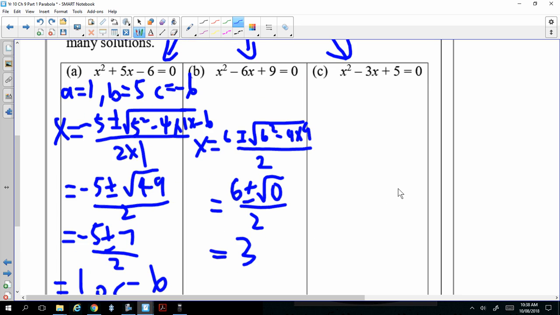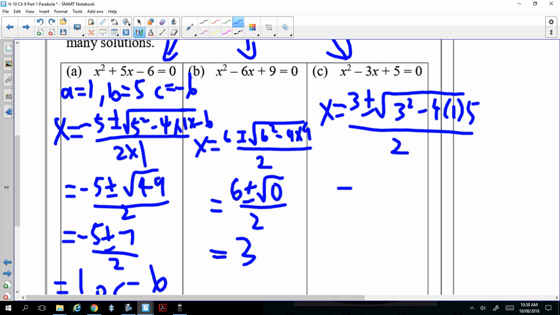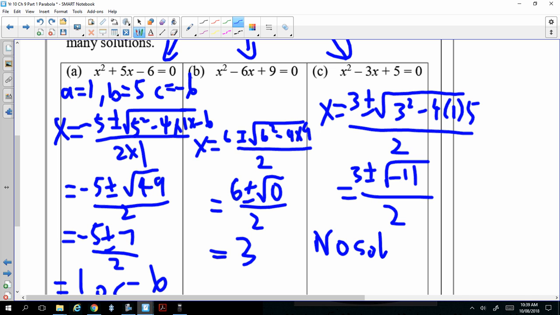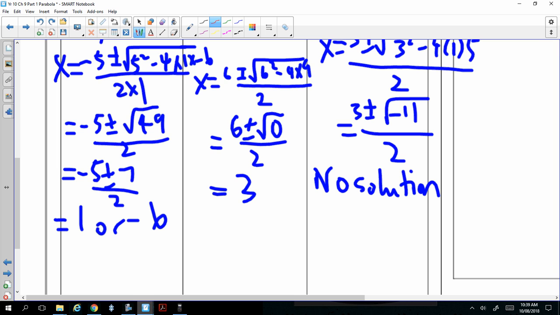And the last one, you get 3 plus or minus 3 squared minus 4ac. And you get 9 minus 20, which is -11. And what happens? You have a square root of -11. No solution. So we see the first case has got 2 solutions. The second case has got 1 solution. The last case has got no solution.